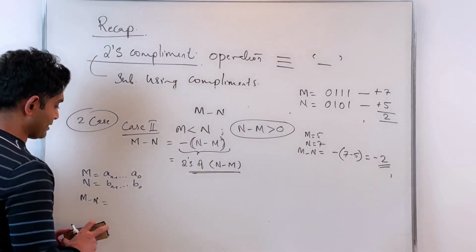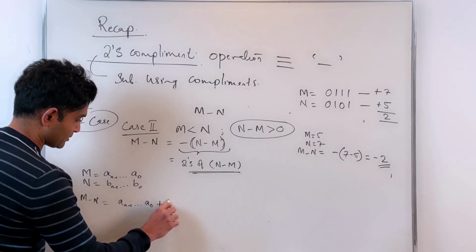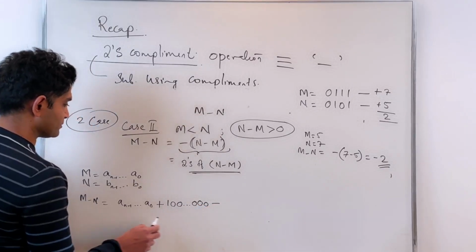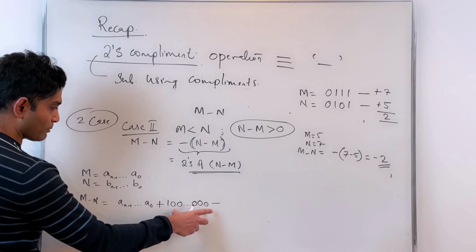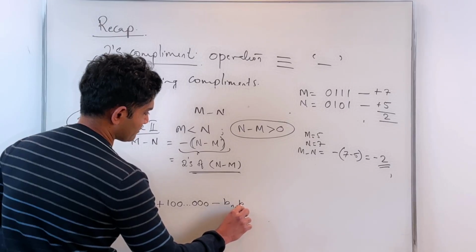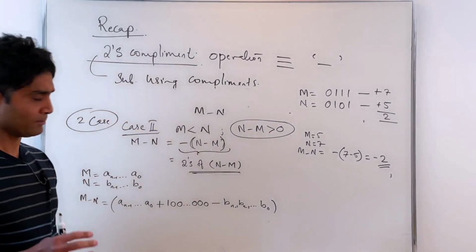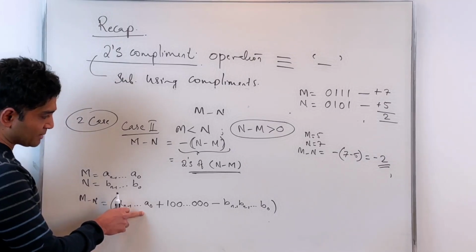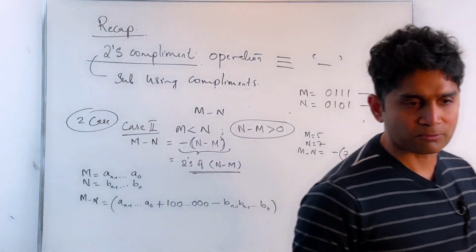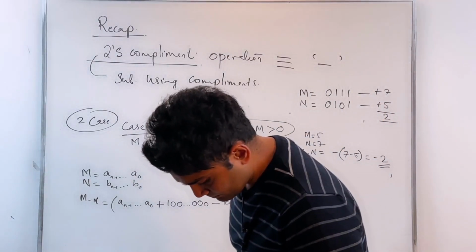So I take a(n-1), so on to a0, plus 1 followed by n zeros minus n, because that's the 2's complement, right? That is b(n-1), b(n-2), so on to b0. Same thing. Taking m, adding to that the 2's complement of n, which is 1 followed by n zeros minus n.